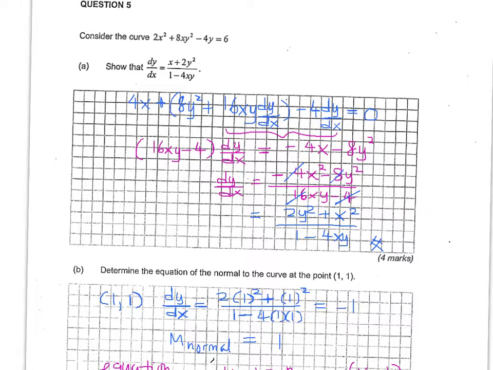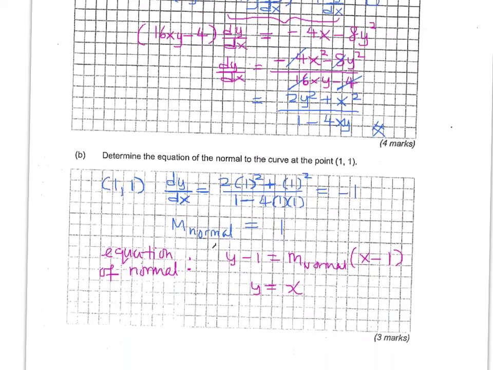But you might observe that there are common factors of 4. So cancelling the common factor of 4, we end up with 2y squared plus x squared over 1 minus 4xy. Of course, I think I multiplied the numerator and denominator by -1, so you're supposed to show that. So make sure you're really good with the implicit differentiation.